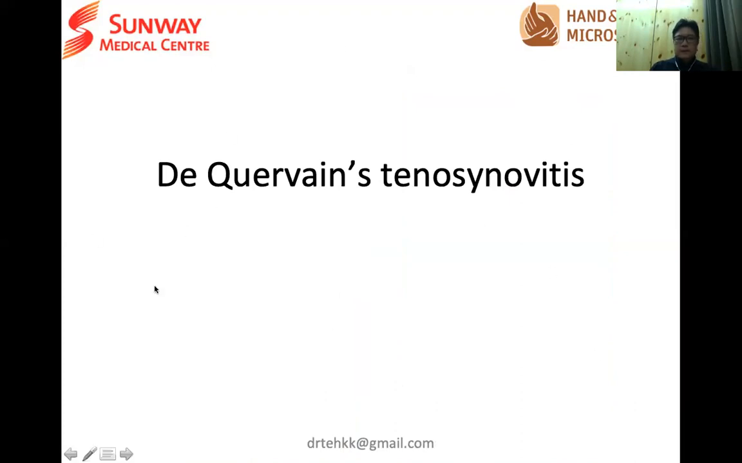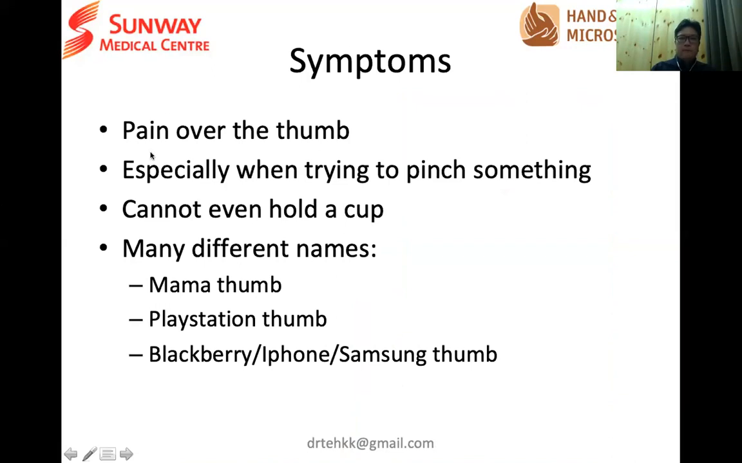The next tendon problem is de Quervain's tenosynovitis. This is mama's hand, or mama's thumb. It's pain usually at the thumb, especially when you try to pinch something or hold up a cup. There are many names for this: mama's thumb, PlayStation thumb, BlackBerry thumb, iPhone or Samsung thumb, depending on what phone you use.